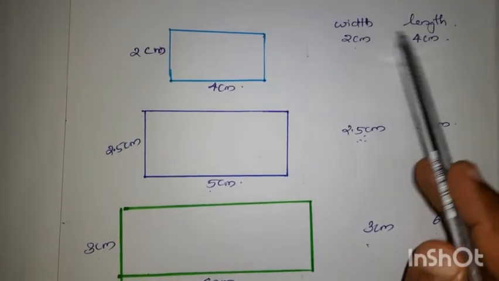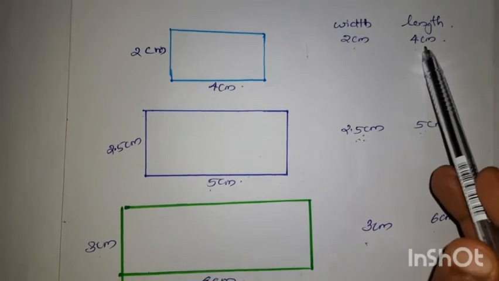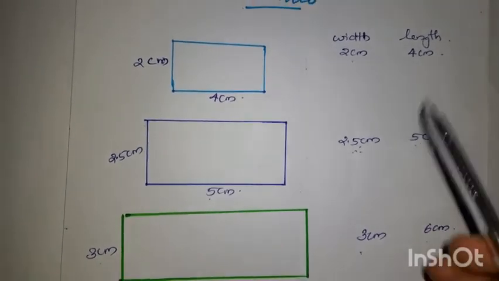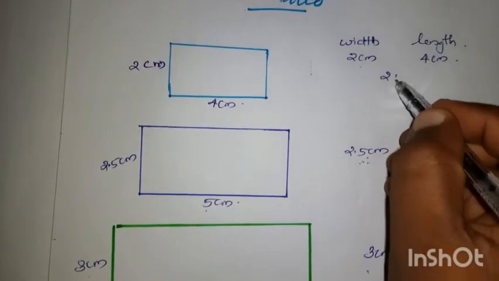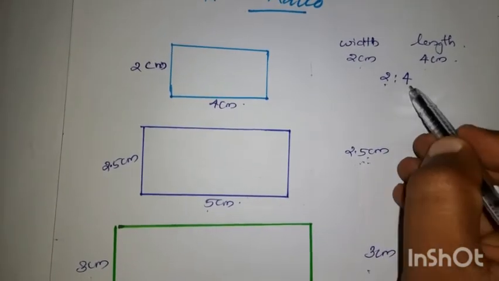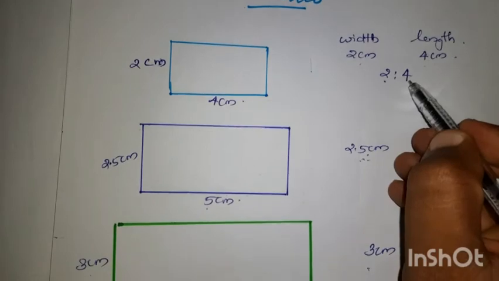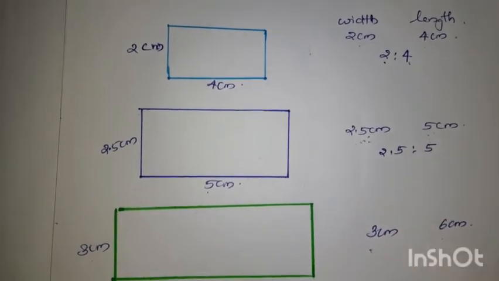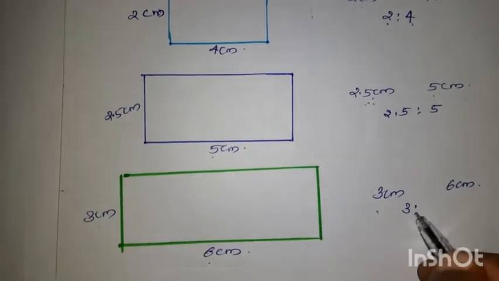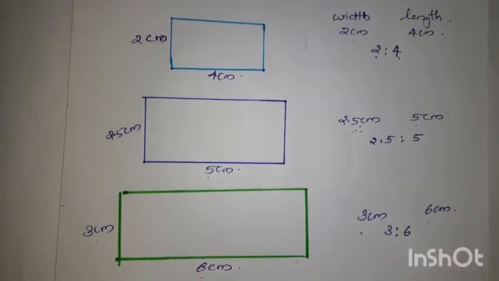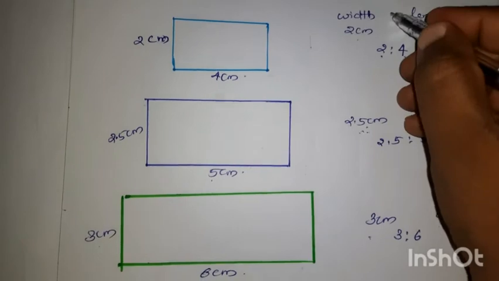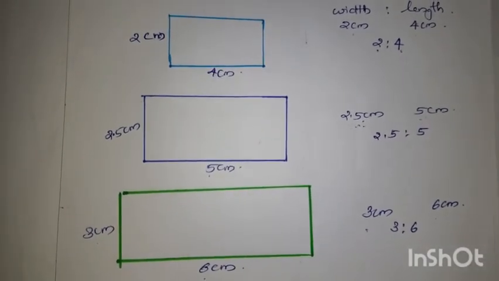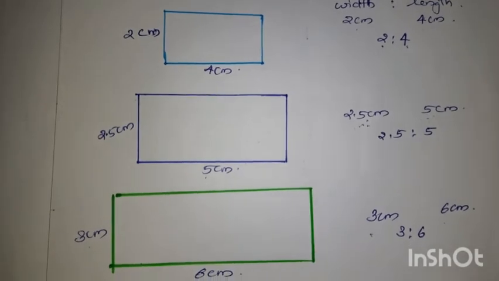We are writing the ratio of this width and length. Here you can write 2 is to 4. Width and length ratio is 2 is to 4. How will you write here? 2.5 is to 5. Here you can write 3 is to 6. So the width length ratio we are writing like this: 2 is to 4, 2.5 is to 5, 3 is to 6.